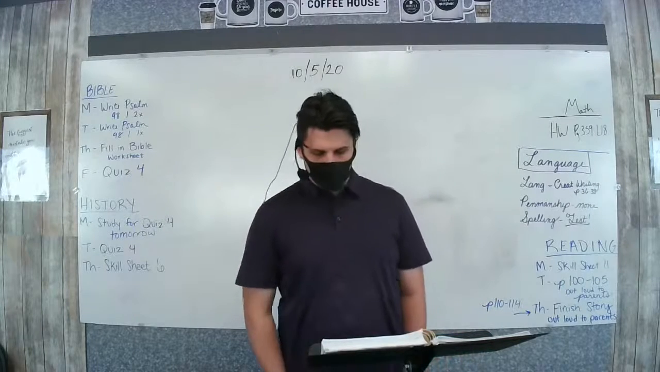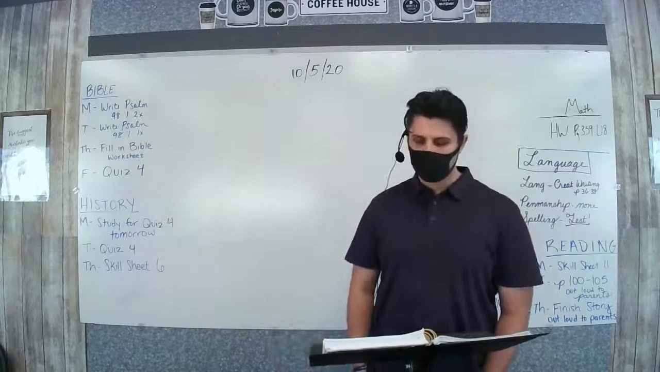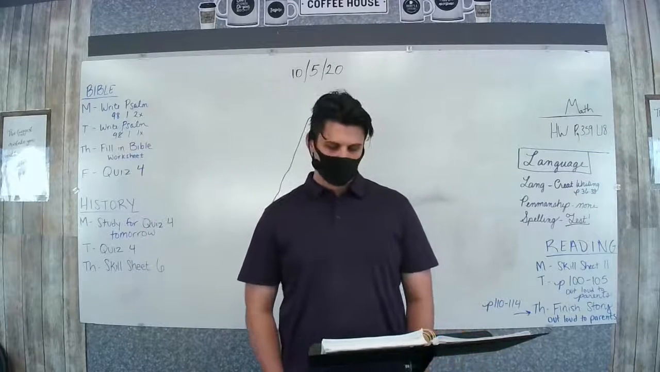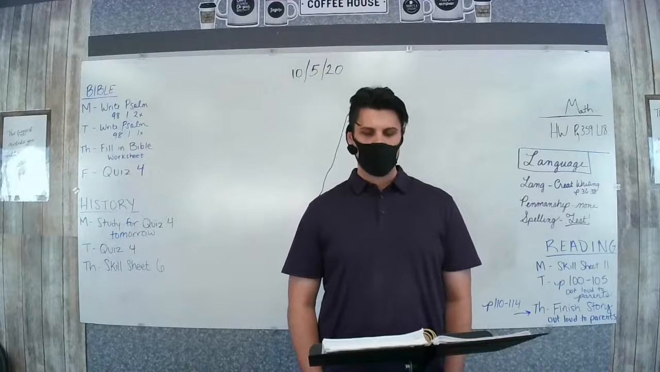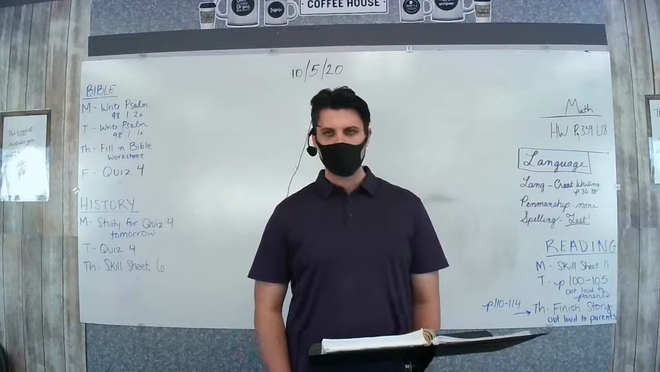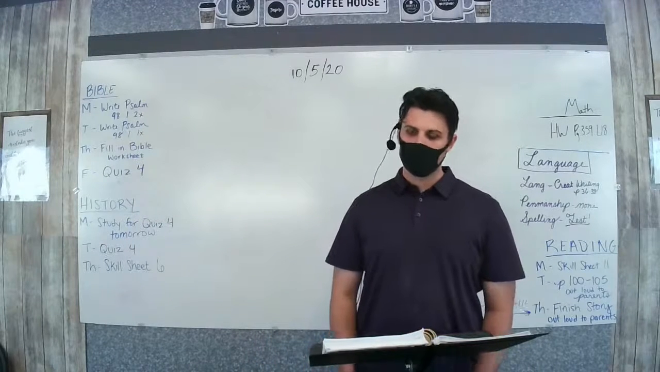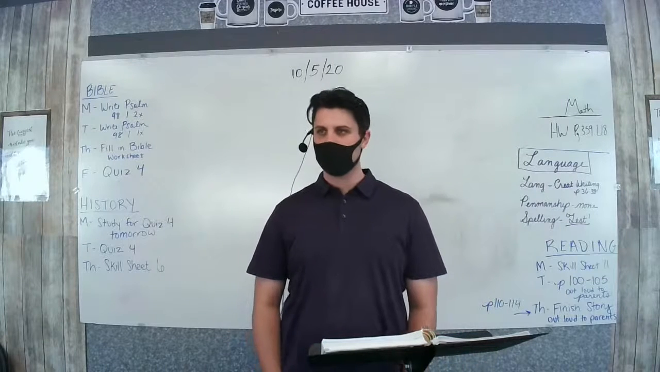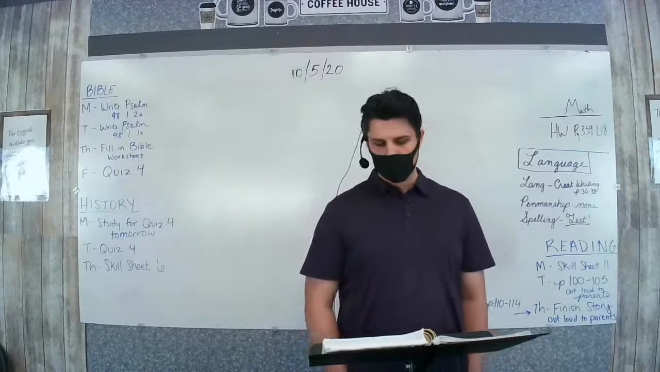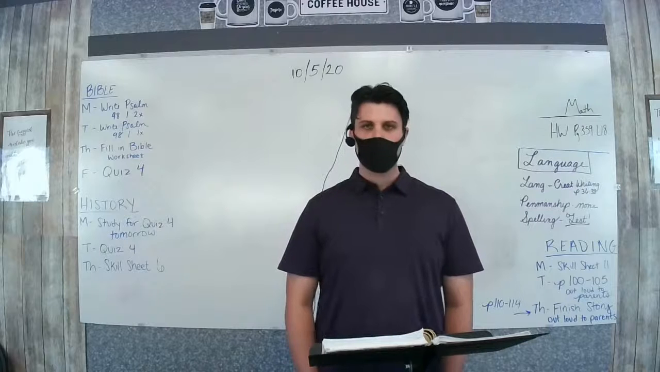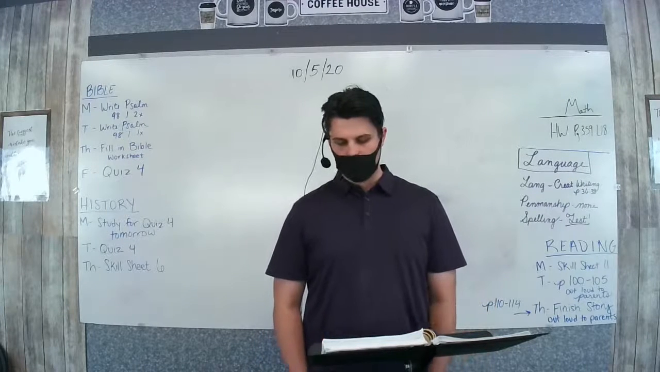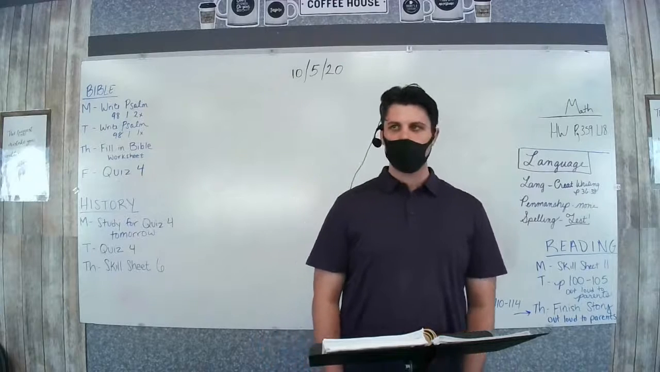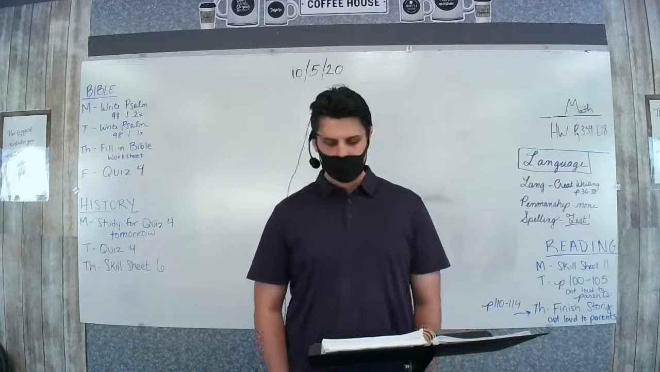So yes. 378. Is that divisible by 9? Yes. Because 3 plus 7 is 10. 10 plus 8 is 18. 18 divided by 9. It works, okay? 785. No, we cannot. Add it up, we get 20. 20 divided by 9 does not work, okay?